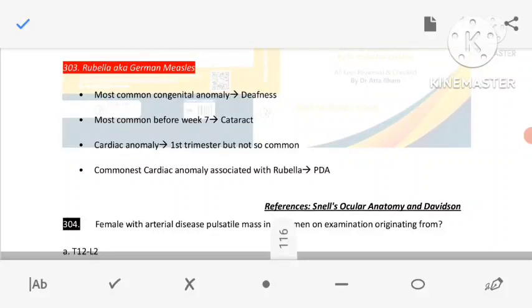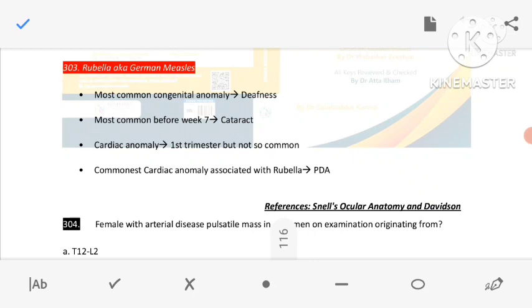Point number 303: German measles or congenital rubella syndrome. The most common congenital anomaly irrespective of the gestational age is deafness. If the rubella infection occurs before 7 weeks, then the anomaly will be cataract. If the rubella infection in pregnancy occurs after 7 weeks, then the answer will be deafness. Cardiac anomalies occur in the first trimester but are not so common, and the most common cardiac anomaly associated with German measles or congenital rubella syndrome is PDA, patent ductus arteriosus.